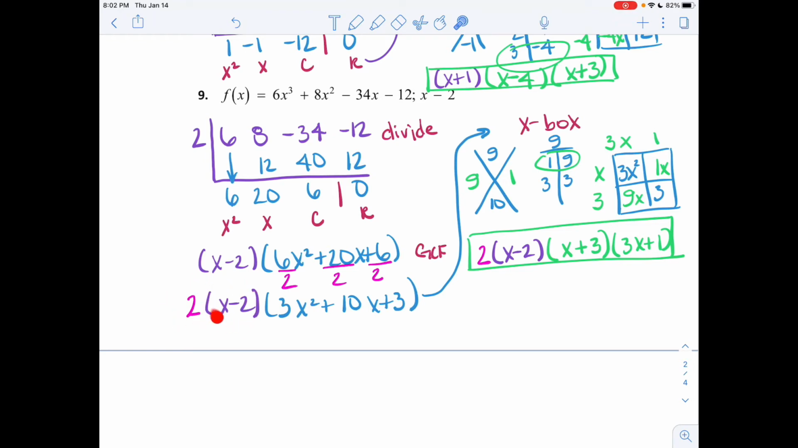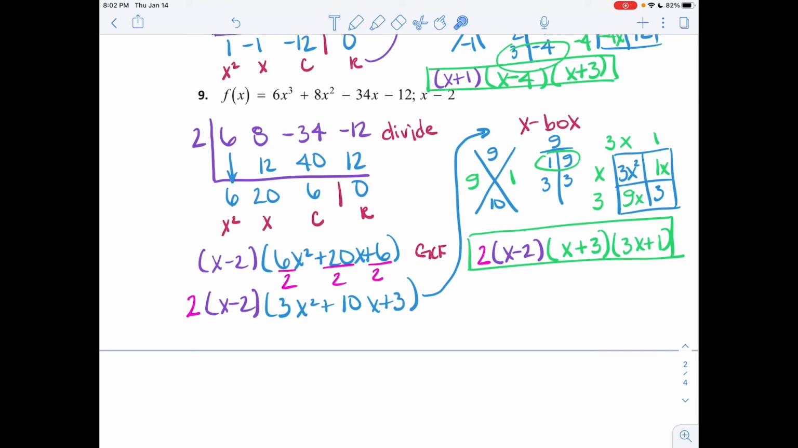X minus 2 will be another factor. It's linear, so I'm done with that. But I need to deal with this, and by now you should be pretty familiar with the fact that that is a quadratic. So we're going to use Xbox. I want factors of 9 because remember it's a times c. This time my a value isn't a 1, it's a 3. So be careful with that.